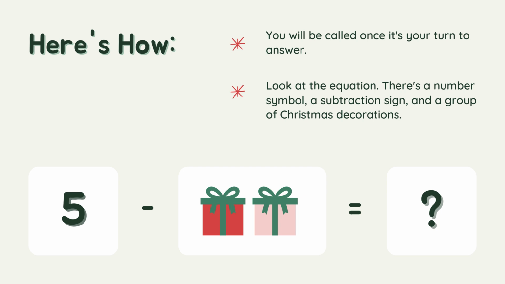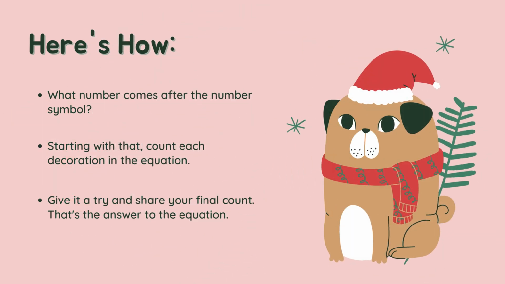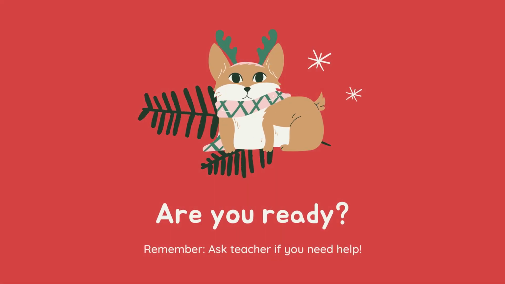Look at the equation. There's a number symbol, a subtraction sign, and a group of Christmas decorations. What number comes after the number symbol? Starting with that, count each decoration in the equation. Give it a try and share your final count. That's the answer to the equation. Are you ready? Remember, ask teacher if you need help.